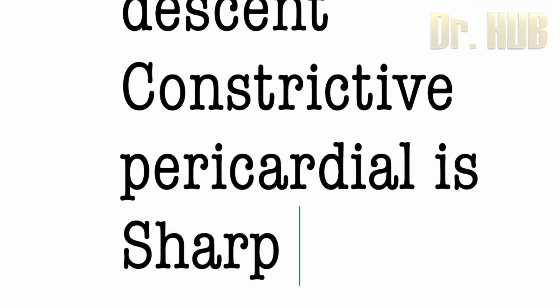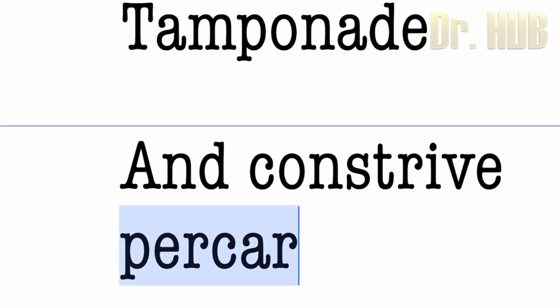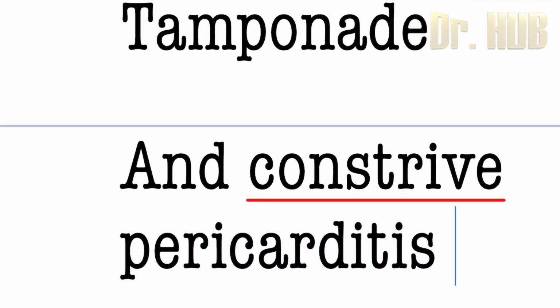Then looking at the sharp X descent. X corresponds to the atrial relaxation. So here it is the case of tamponade. In case of tamponade and also constrictive pericarditis, there is a sharp X descent.